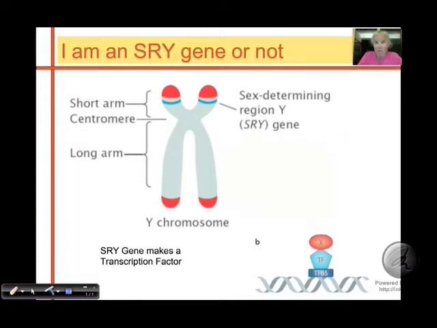I am whether or not I inherit an SRY gene. The SRY gene is on the long or the short arm of the Y chromosome. It stands for the sex determining region of the Y chromosome gene, and it codes for a transcription factor. It codes for turning on a particular gene, which starts a cascade in individuals who have the SRY gene.